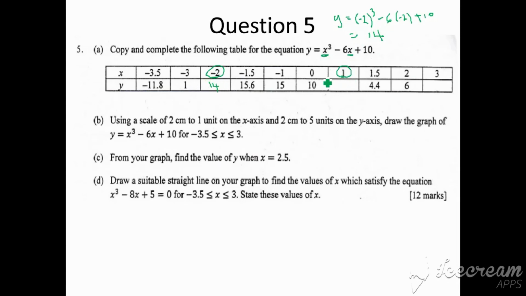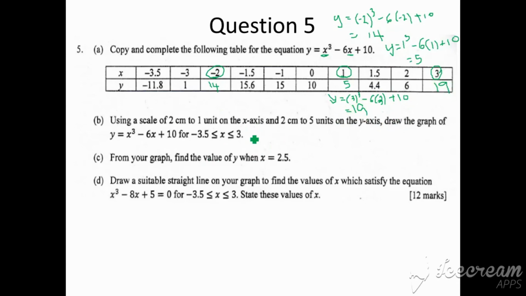Okay, when x equals 1, just substitute x with 1. So y equals 1 cubed minus 6 times 1 plus 10. Use your calculator, then you will have 5. When x equals 3, same thing. So y equals 3 cubed minus 6 times 3 plus 10. Then you will have 19.